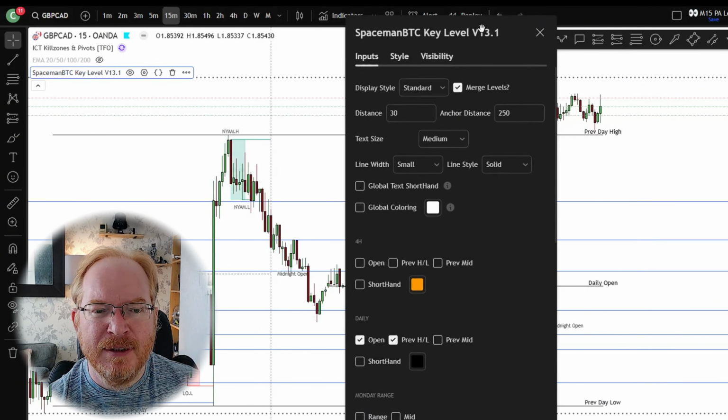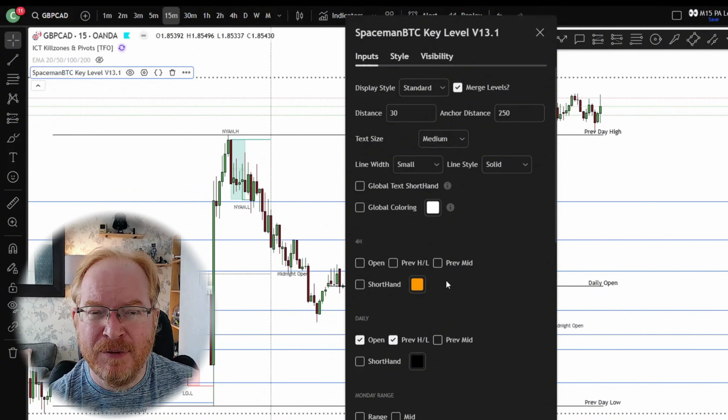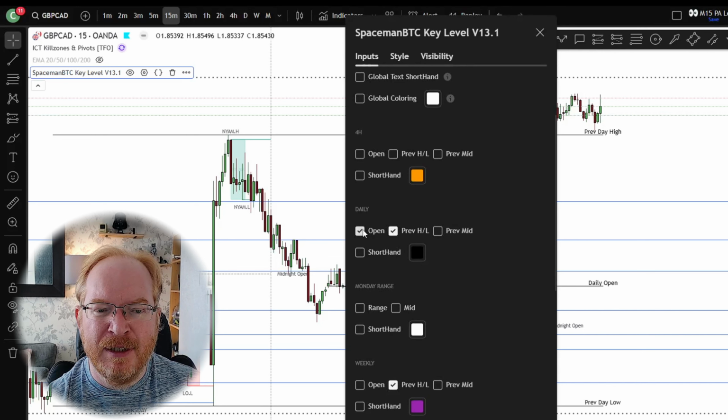Again, it doesn't really matter which ones you have on, as long as you're consistent and you have the same levels all the time, you'll learn to trade around those levels and adapt to those levels for your own trading. Don't feel like you have to copy mine exactly. So all we got is the daily level, previous high low. We don't need that daily open, let's get rid of that.